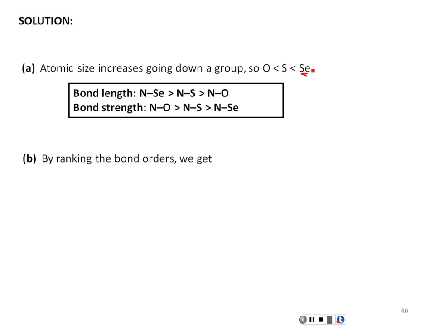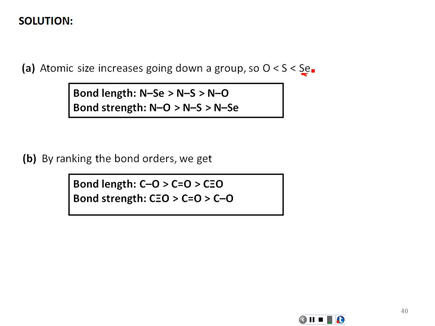Okay, let's move on to B. By ranking the bond orders, we would get carbon-oxygen single bond the longest, carbon double bond oxygen next, and carbon triple bond oxygen is the shortest. And again, the bond strength is the opposite of that trend.